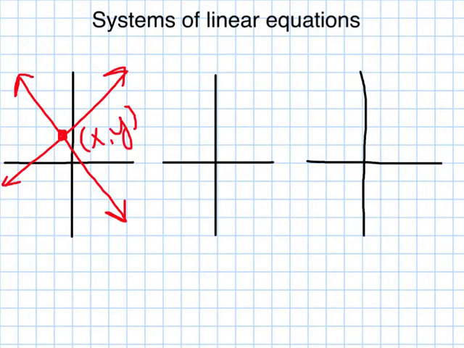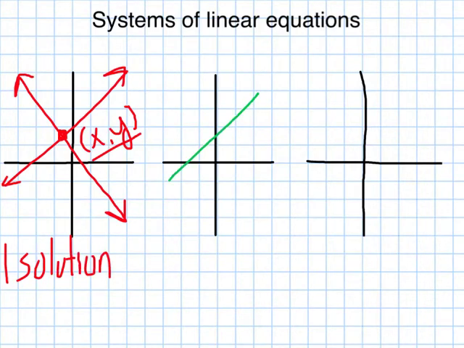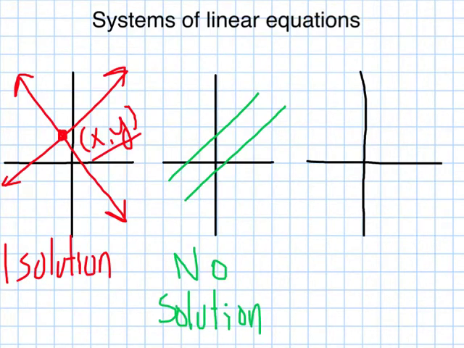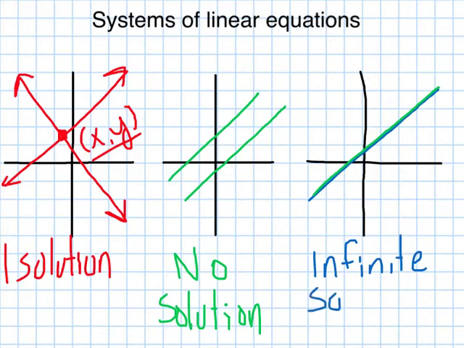Now you have a couple different things that can happen. You can have one solution, you can have here two lines that are parallel, and that will have no solution. Or we can have two lines. Here's my first one, and here's my second one. They are the same line. That would have infinite solutions. So those are the three things that can happen with a system of linear equations.